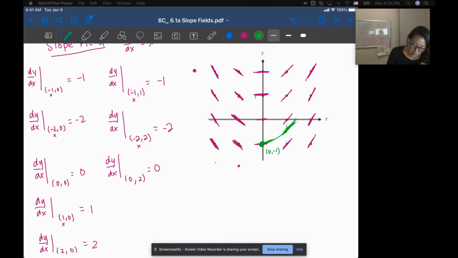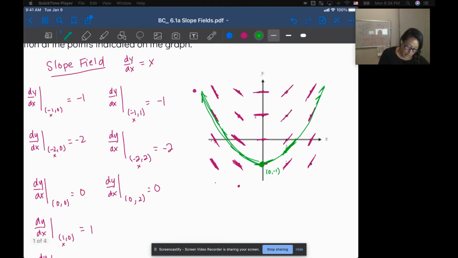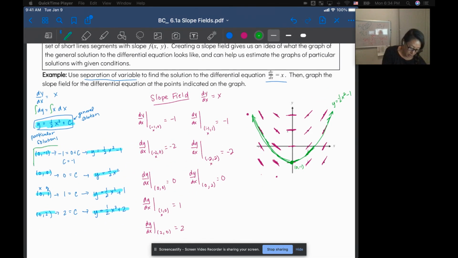Okay, and then we're going to just connect it up. It looks something like this. Again, this is an estimation. These are kind of tricky to draw. Okay, so what I see in the green graph is that this is the equation y is equal to 1/2 x squared minus 1. That should represent the curve that we got when our graph goes through the point 0, -1.